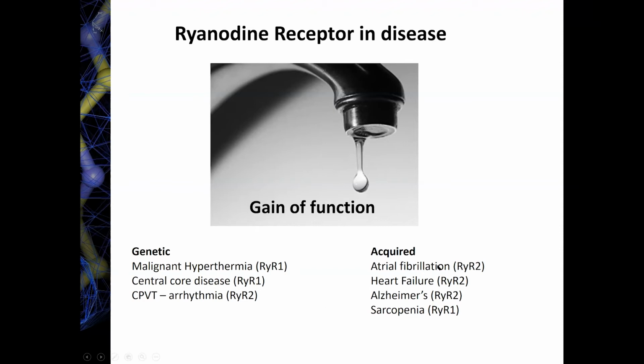And that includes atrial fibrillation, cardiac arrhythmias that arise during heart failure. And there's also emerging evidence that misregulation of the Ryanodine receptor plays a big role in the progression of Alzheimer's disease. So as a result, it's of course of interest to try and understand how does this misregulation of the Ryanodine receptor exactly occur, both at the genetic level, but maybe also at the regulatory level.